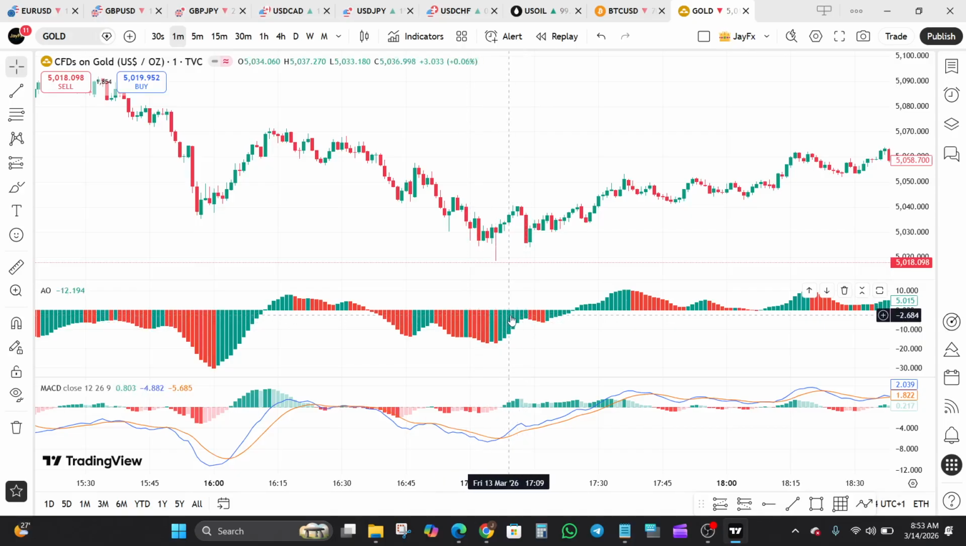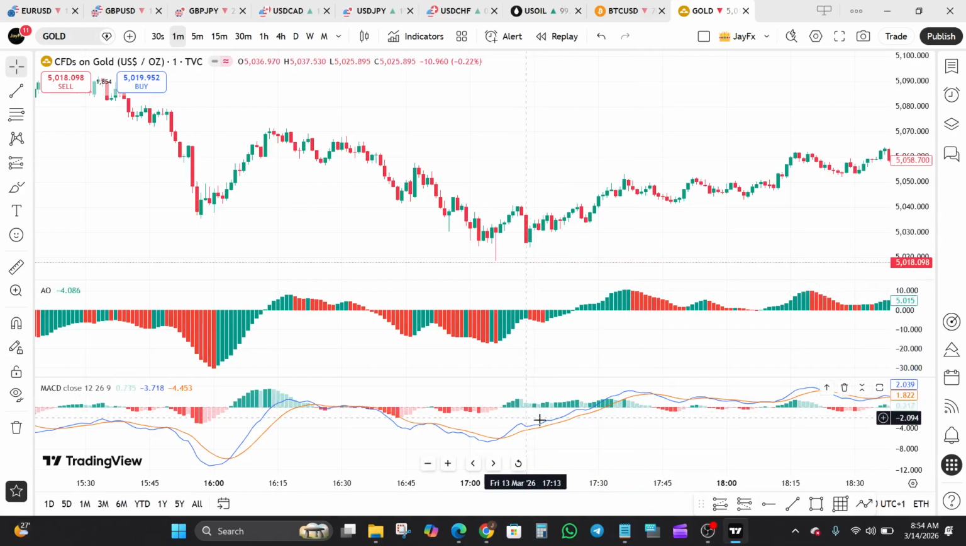When the histogram bars are below the zero level, it's still a bearish trend indicated by the indicator, just that green below zero might just mean a pullback within a bearish move, while a red above the zero level might just mean a pullback within a bullish move.